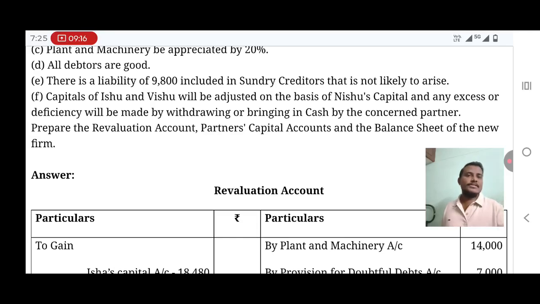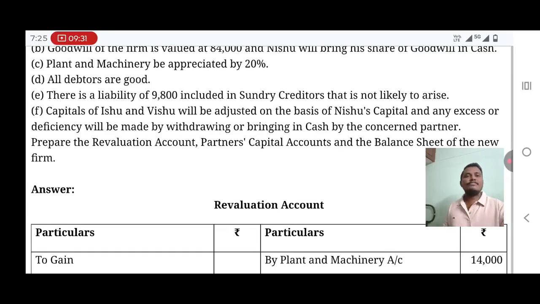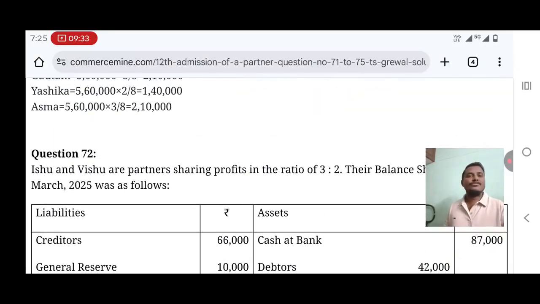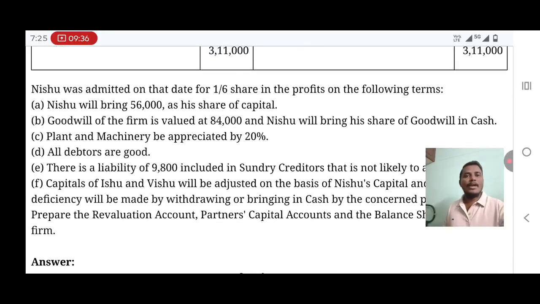So 3,36,000 you can take and split that. That is called the total capital of the firm, and 3,36,000 you split in the new ratio, which will be 3:2:1. So the new partner's share is 1. So 3:2:1, I found out directly. Actually you have to find out the formula, but now I am doing it directly.